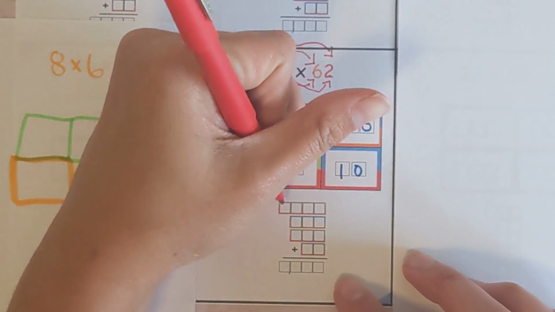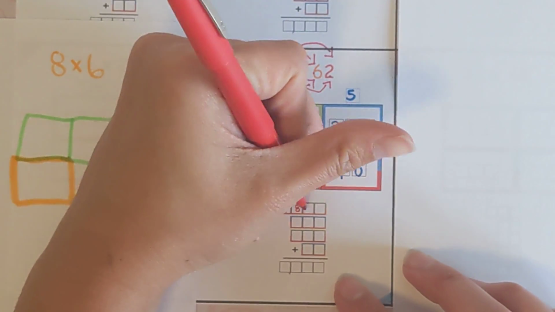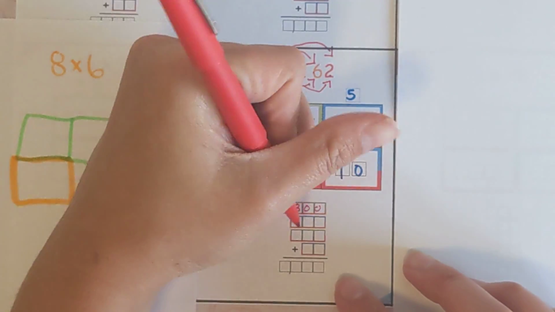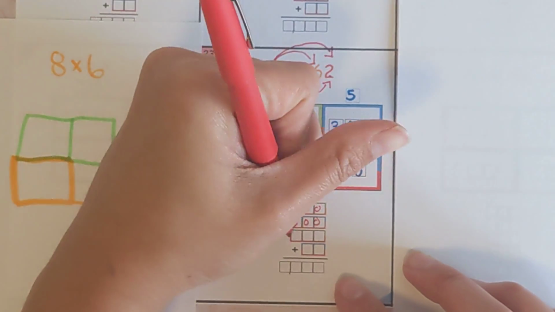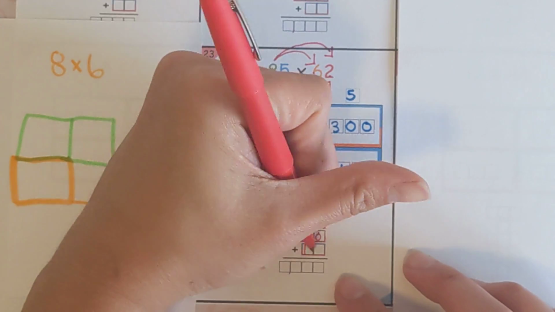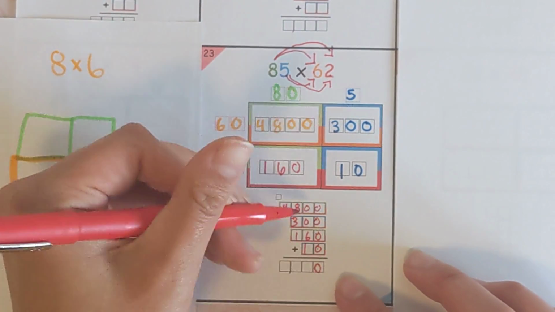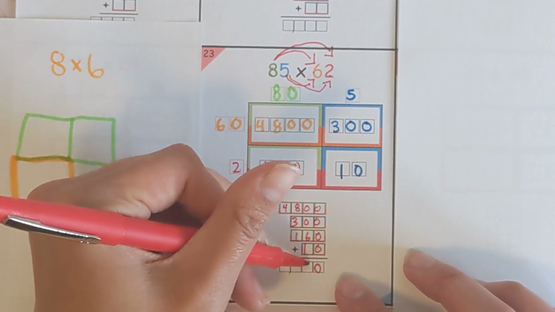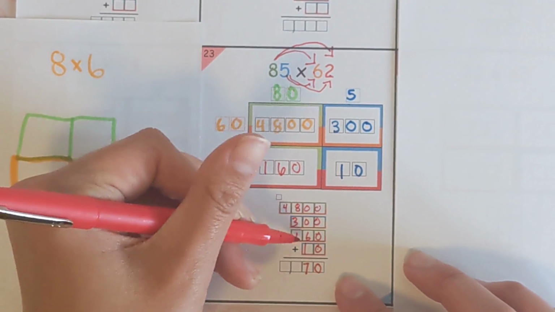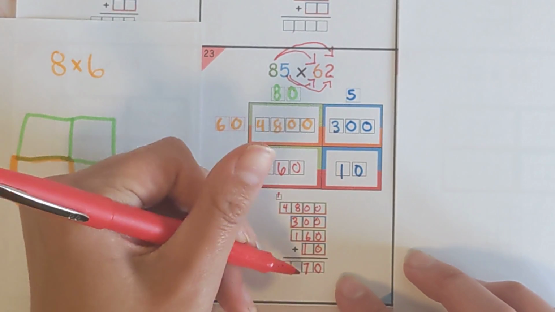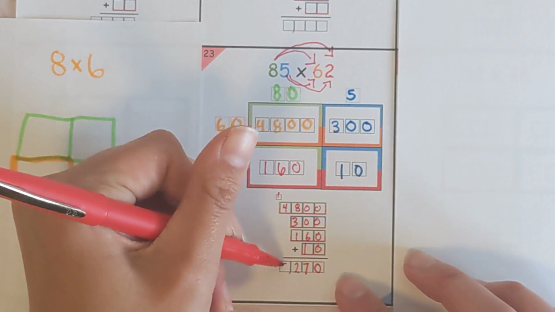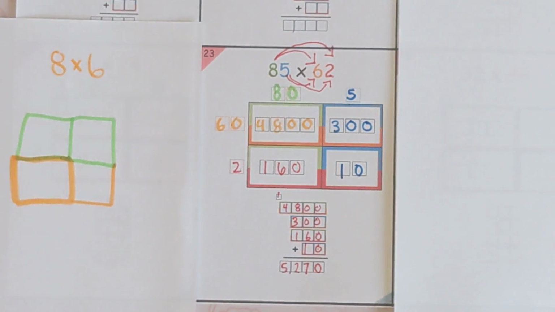We have 4,800, 300, 160, and 10. 0 plus 0 plus 0 plus 0 is 0. 0 plus 0 plus 6 plus 1 is 7. 8 plus 3 plus 1 is 12, so I carry the 1. 4 plus 1 is 5. 5,270.